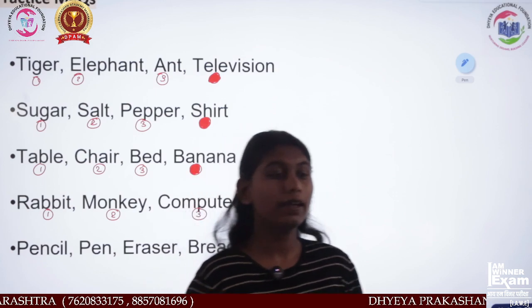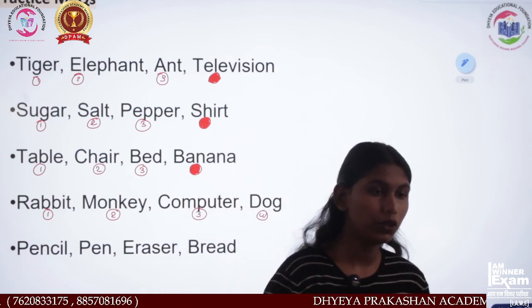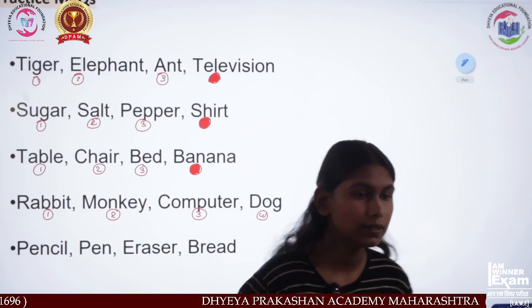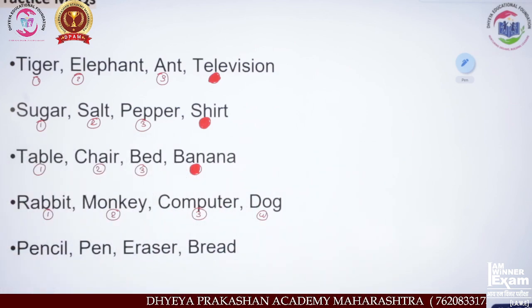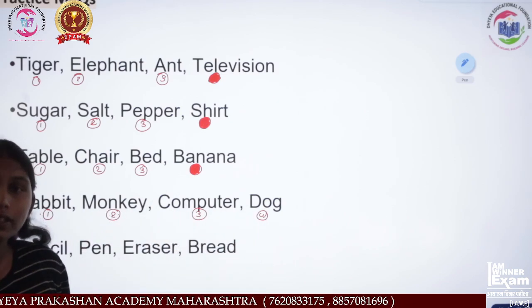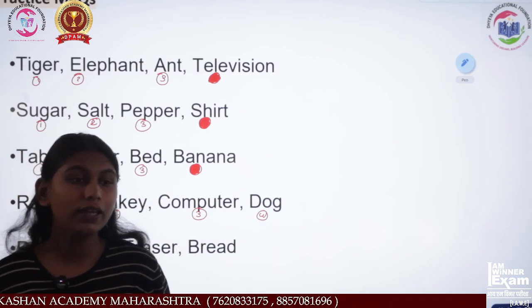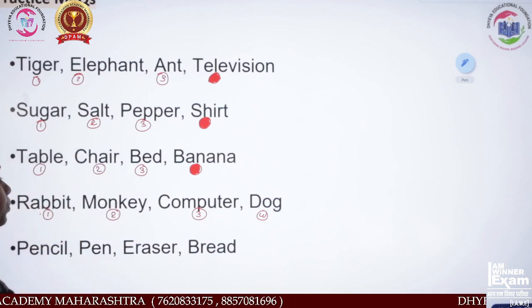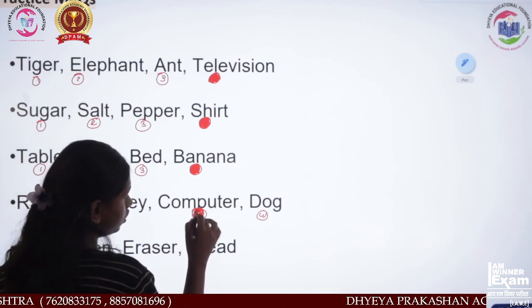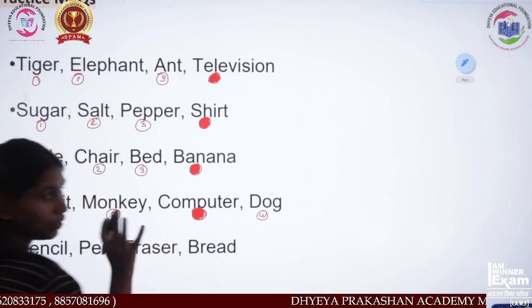Okay. Then next, rabbit, monkey, computer and dog. So which is the option here? That is computer. Why? Because rabbit, monkey and dog are the animals. But computer is the electronic device. So we will choose the third option, that is computer.